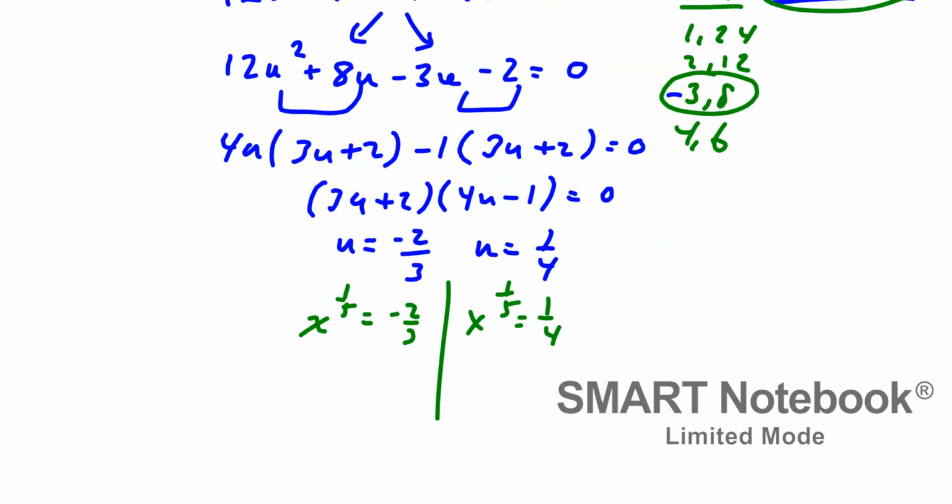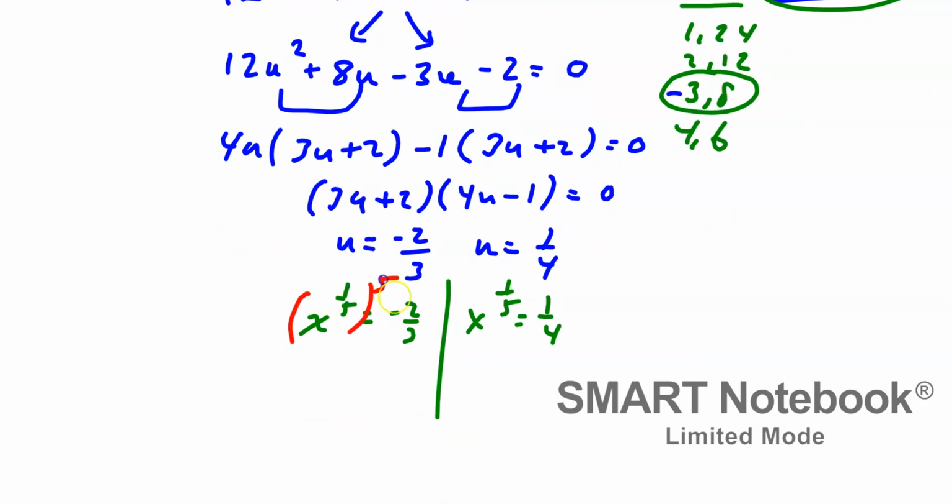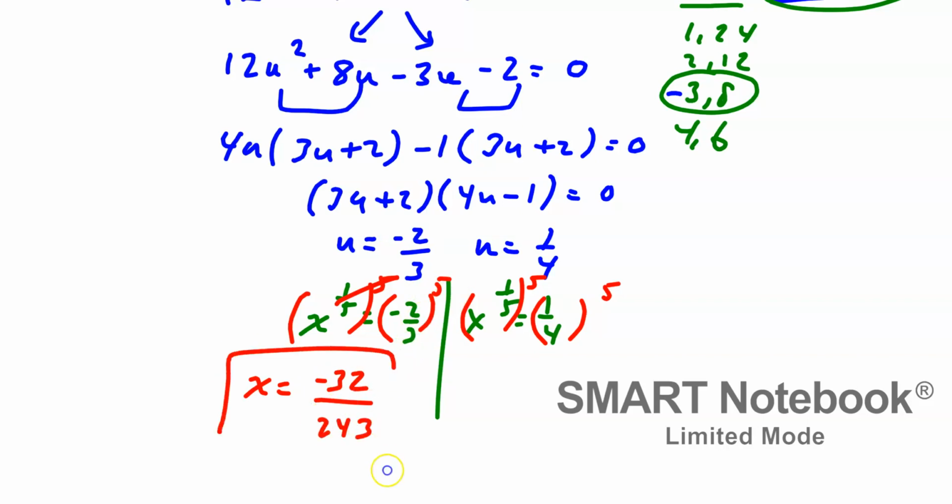So now if you solve these little equations, what you would do to get rid of a 1/5, the quickest way is to raise both sides to the 5th power. And if you leave your answers in terms of fractions, you would just raise both of these numbers separately to the 5th. So -2 to the 5th is -32. 3 to the 5th, 3 times itself 5 times, is 243. So one answer left exact is this fraction.